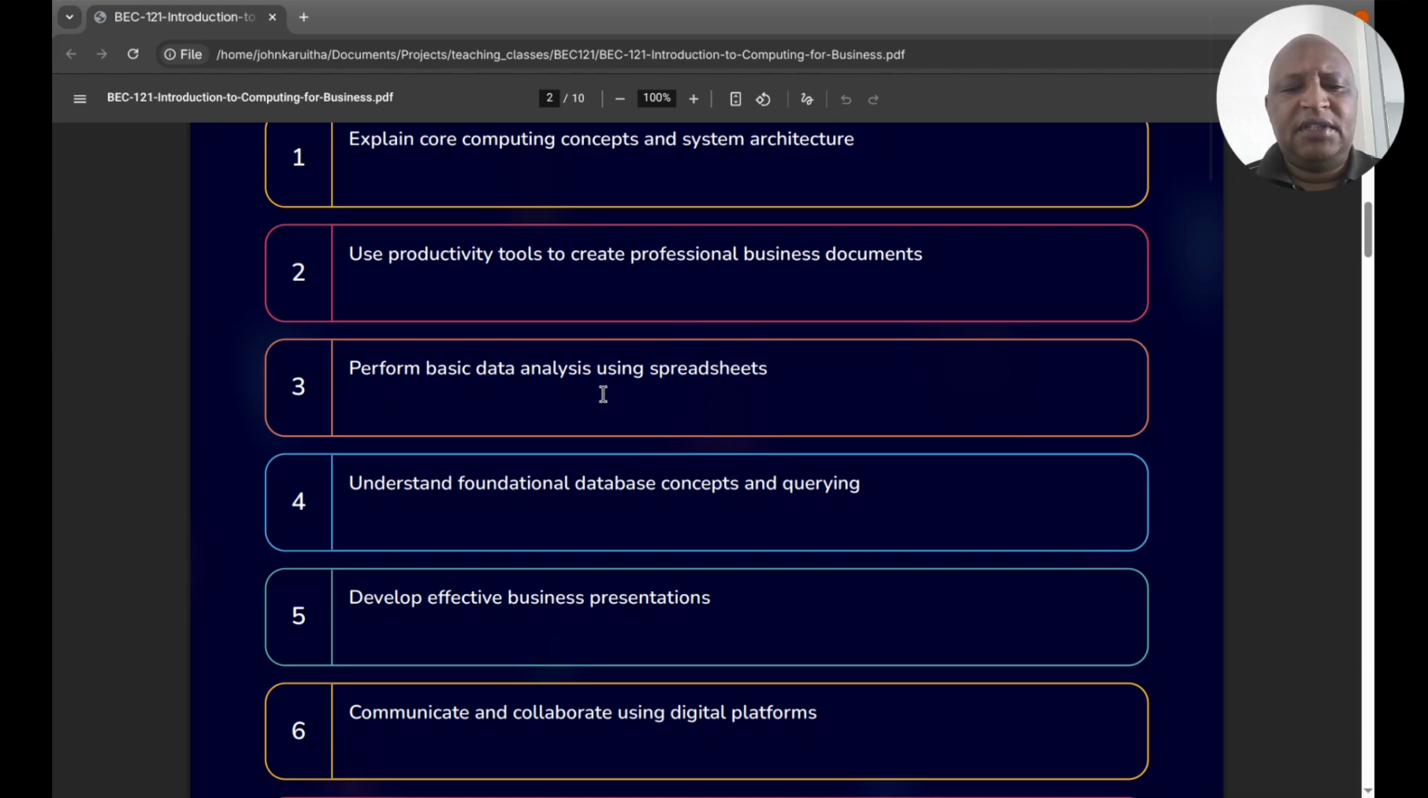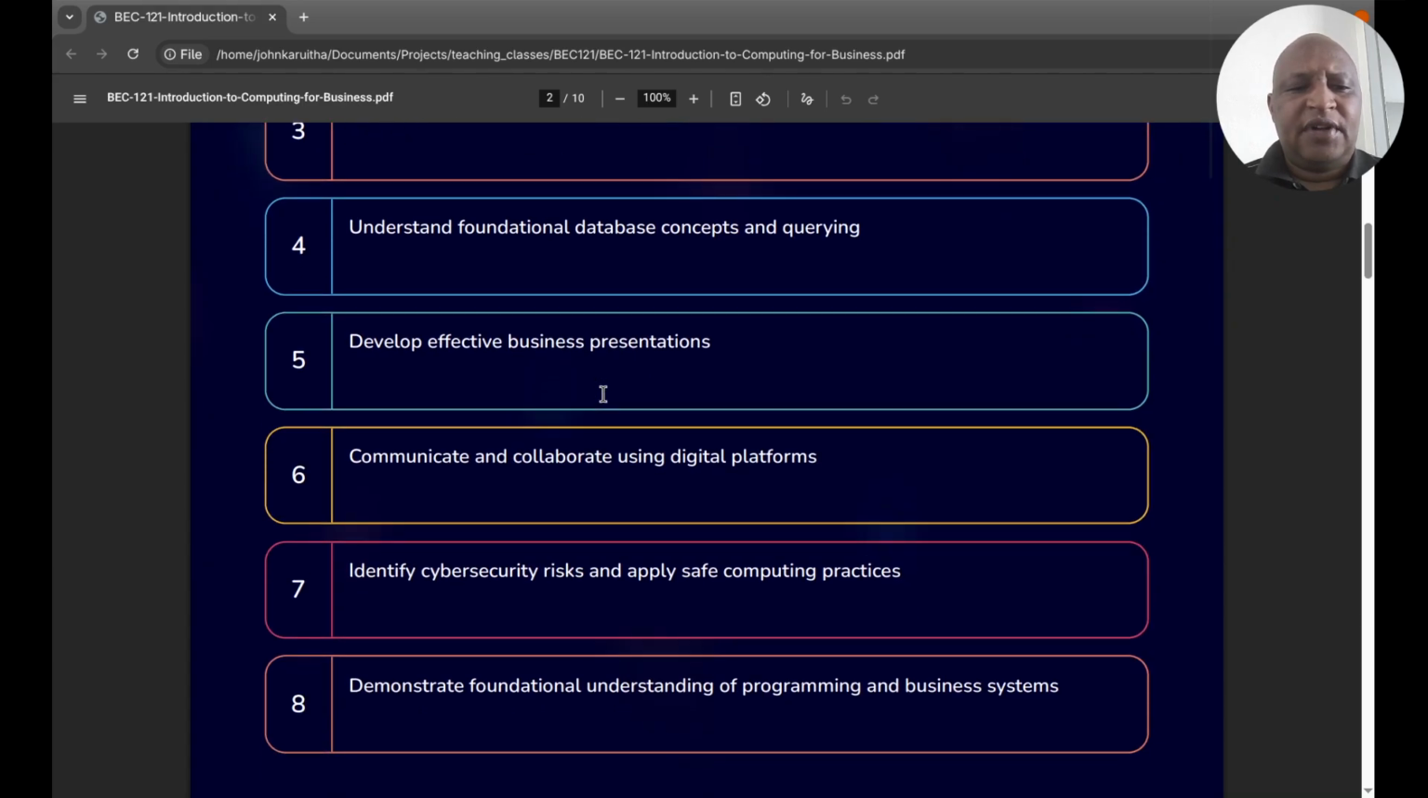Number 4, understand foundational database concepts and querying. So what is a database? What is SQL? And how can you query a database? Number 5, develop effective business presentations. I'm sure in your class you are doing presentations. So how best can you do your presentations? Number 6, communicate and collaborate using digital platforms. How do you write an email to your boss? How do you communicate using the common business tools that we have, WhatsApp and the others?